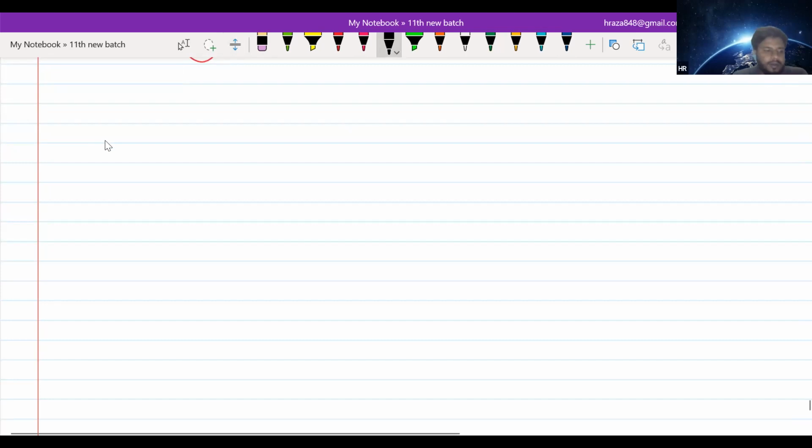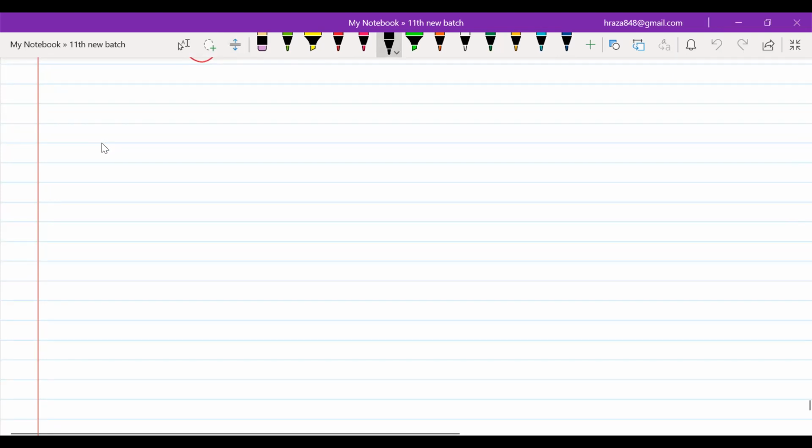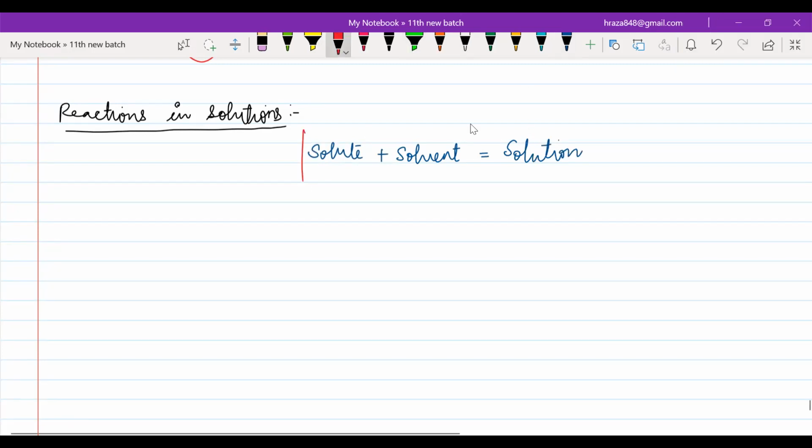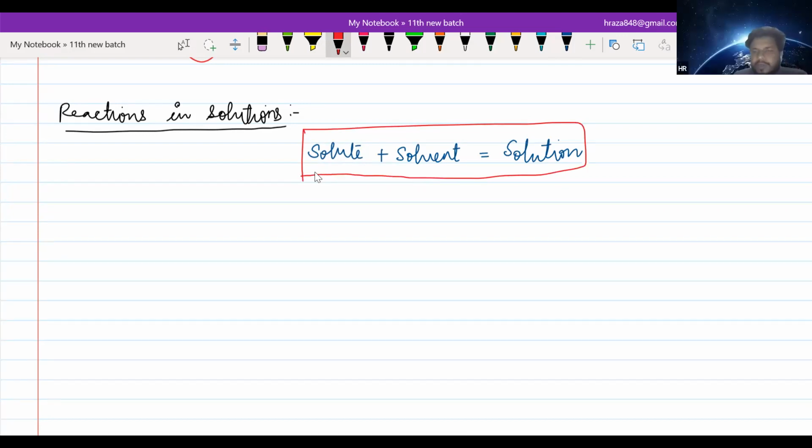So, a topic, reactions in solutions. Reactions in solution. So, as you know, do you know how a solution is formed? When a solute is added to a solvent, then a solution is formed, right? There is an entire chapter on solution in class 12th. So the first question in our mind is how do we recognize which one is solute and which one is solvent?